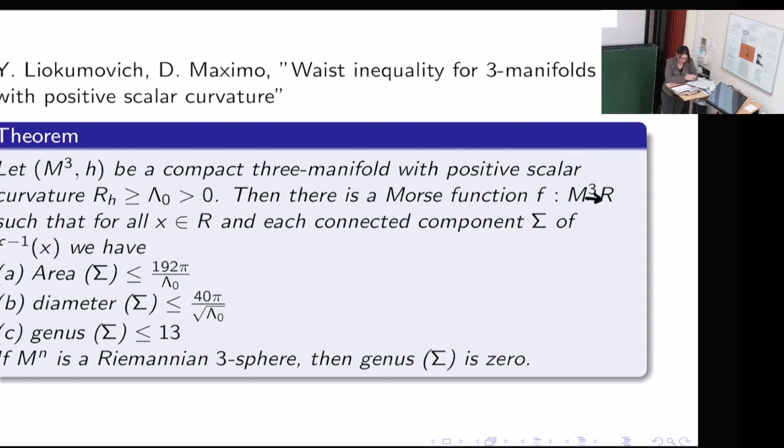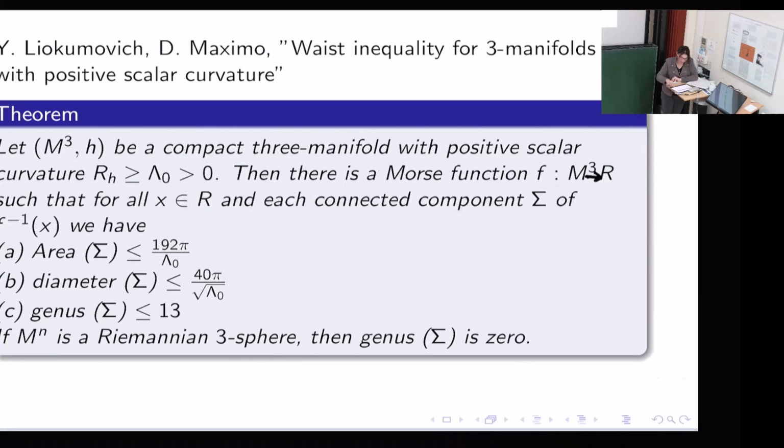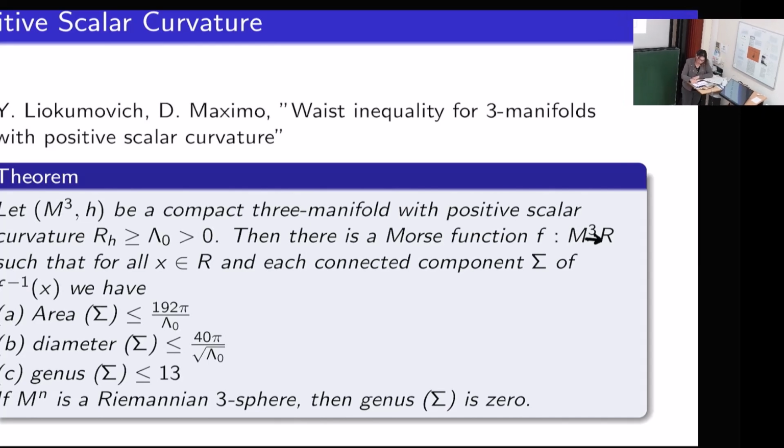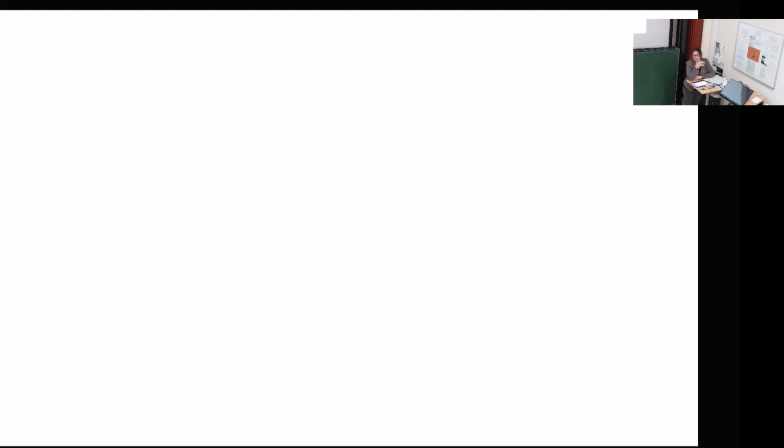Let me focus on a Riemannian three-sphere. May I ask, is there something mysterious behind the number 13 in point C? I don't think this is very significant. I think this is just a number that they got. In order to say where it comes from, it comes from estimates for the area and diameter of the minimal surfaces of index 0 and 1. And then you do something to them and it becomes what it becomes.